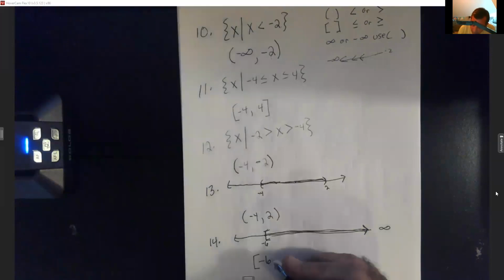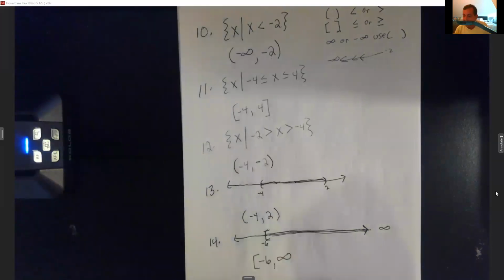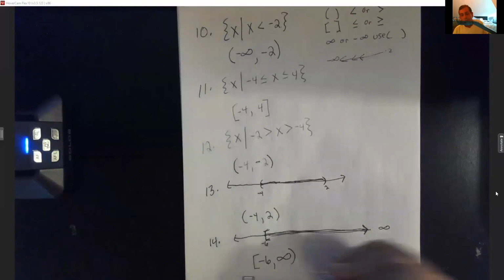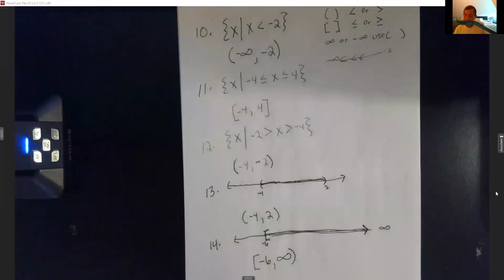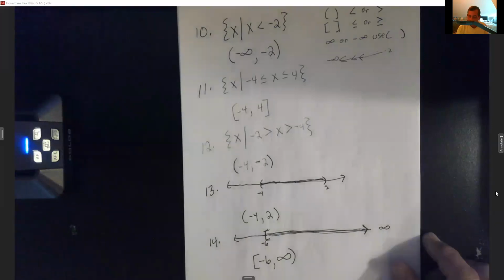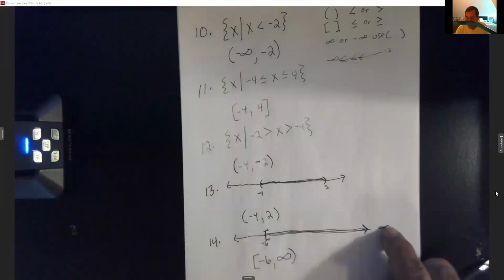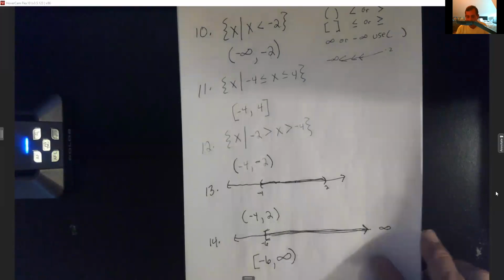So remember, we put infinity. Infinity, we said, always has to use a curvy parenthesis. And that's just because there's no stopping point. It keeps going. I can keep adding one and keep adding one. So that's why we use the curves. Okay. So you notice on these problems, my answers pretty much look like what the brackets were they gave me, except for the infinity. Infinity always uses a curvy parenthesis.